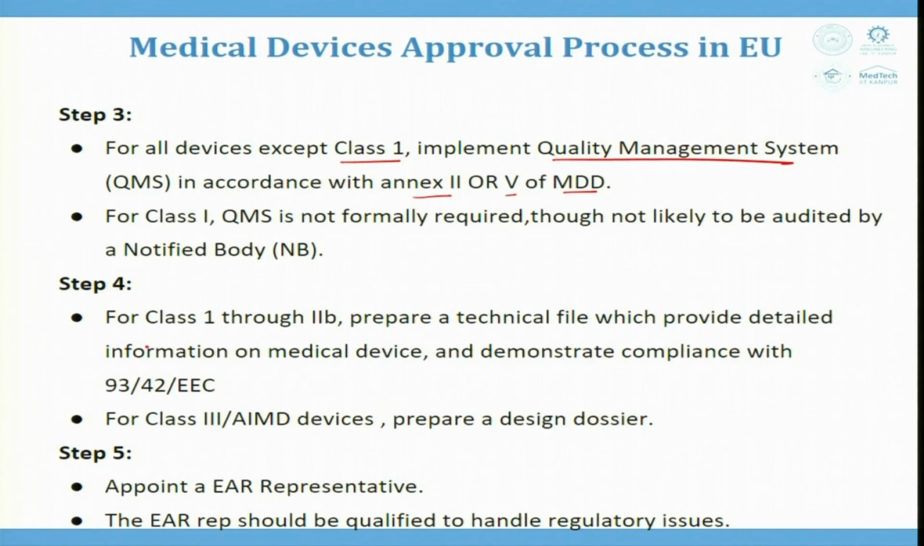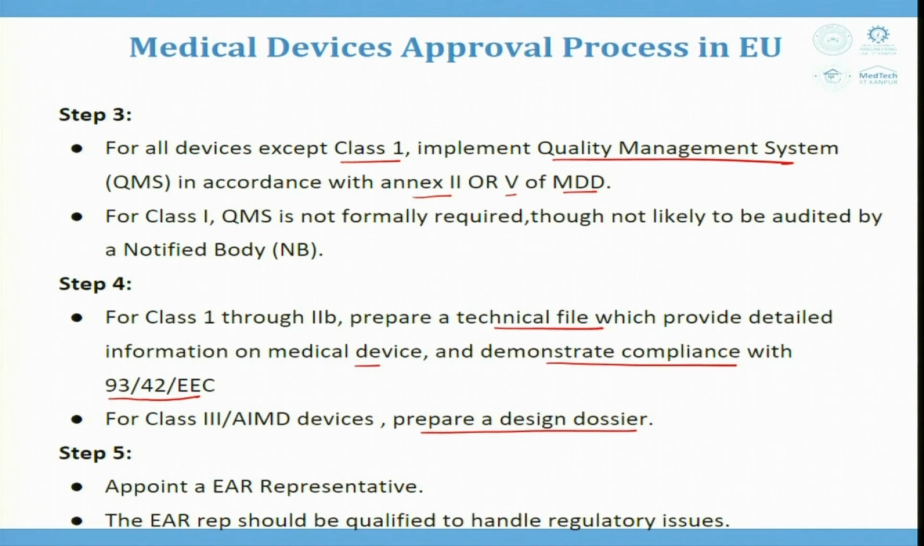Step 4 is for class 1 through 2B. It is needed to prepare a technical file which provides detailed information on the medical device and demonstrates compliance with 93/42/EEC. For class 3 or AIMD devices, preparation of a design dossier is a must.